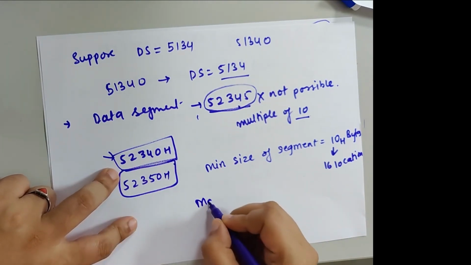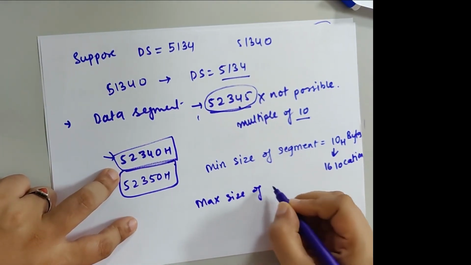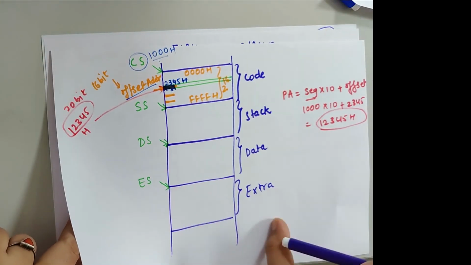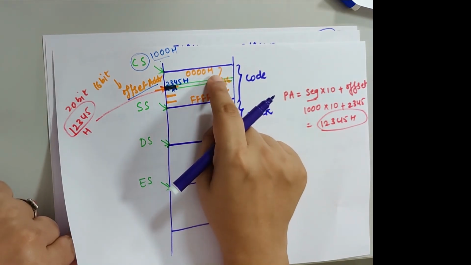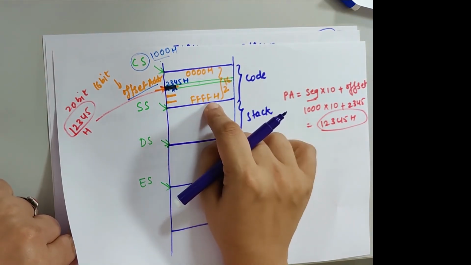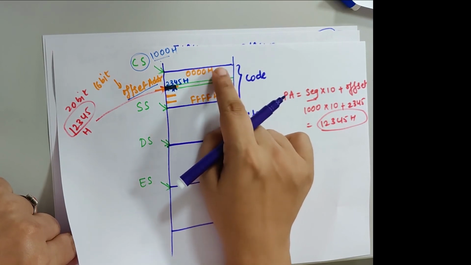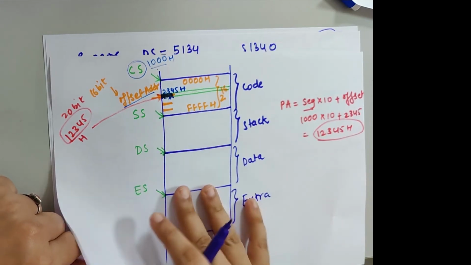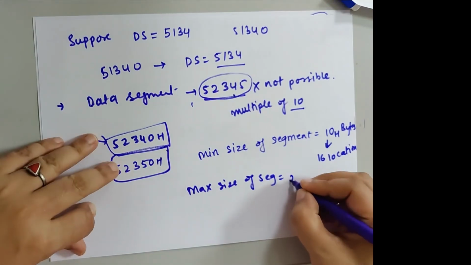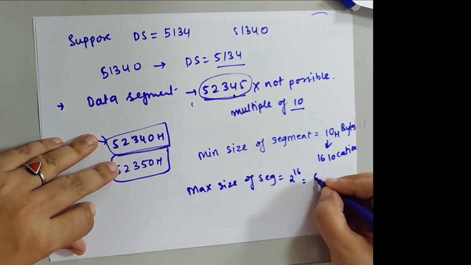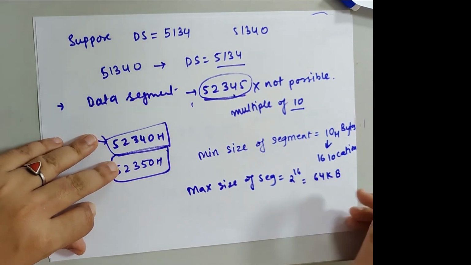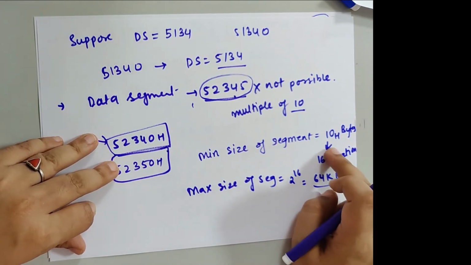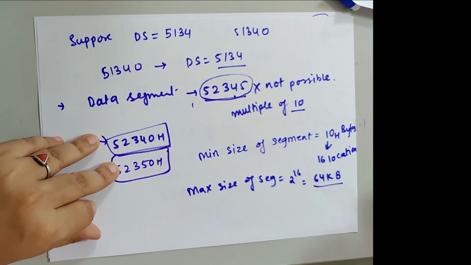And what is the maximum size of a segment? Here we have seen the starting address can be 0000 and it can go up to FFFFH. So with the help of 16 bits, we can have 2 power 16 locations in this, right? So 2 power 16 means 64 KB. So the maximum size of a segment can be 64 KB and the minimum 10H bytes.